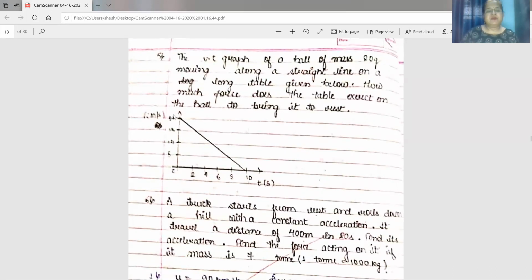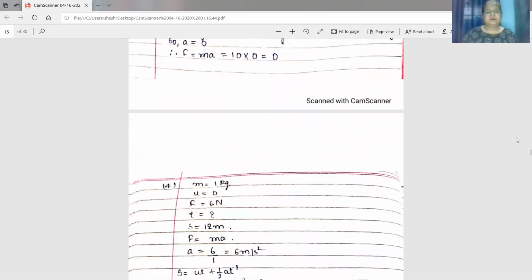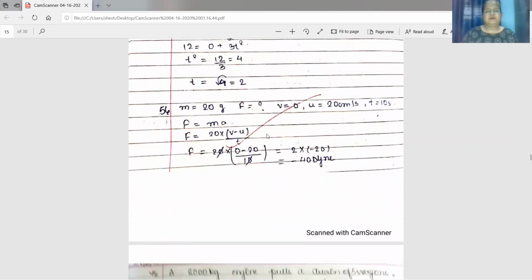See here, on the axis we have 5, 10, 15, and this is 20. Initial velocity is 20, final velocity is 0. Time is given as 10 seconds. So you can find out acceleration, and since mass is given, you can easily find out force. Number 5. Mass is 20 gram. Force you are asked to find out. Final velocity is 0, initial is 20 centimeter per second.